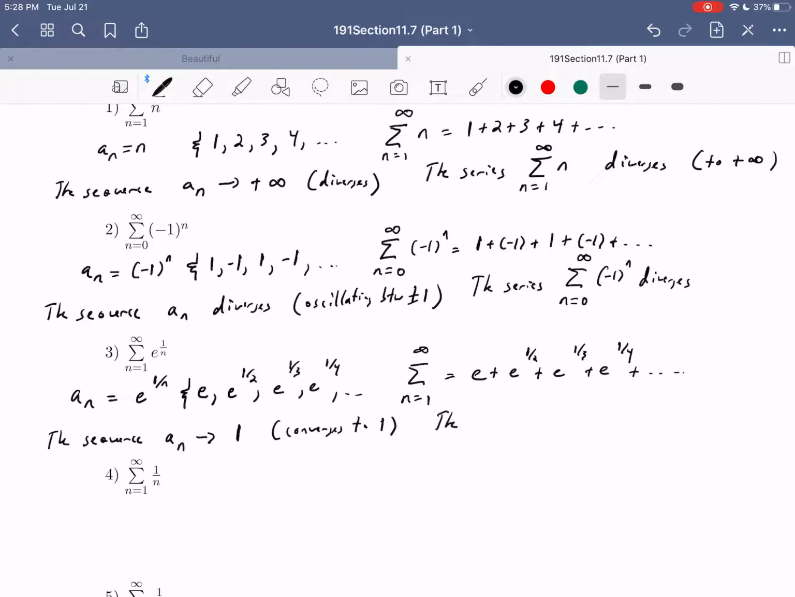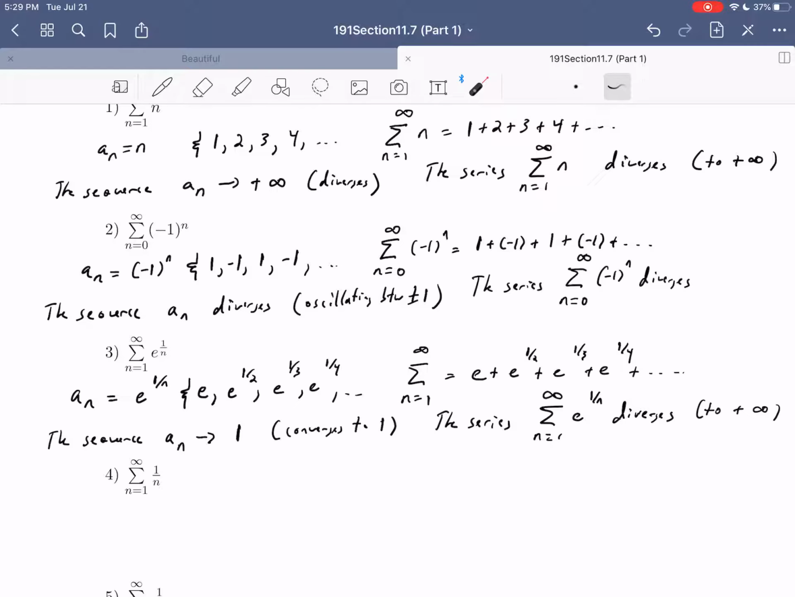So the series, sum n equals 1 to infinity, e to the 1 over n, diverges. We actually know where it's diverging to. It's going to positive infinity. How do we know that? Well, these have always positive terms, and if you think about what's really happening, these terms are getting closer and closer to 1. So in the long run, what you're doing is you're adding up an infinite amount of 1s, and an infinite amount of 1s is still going to be infinite.